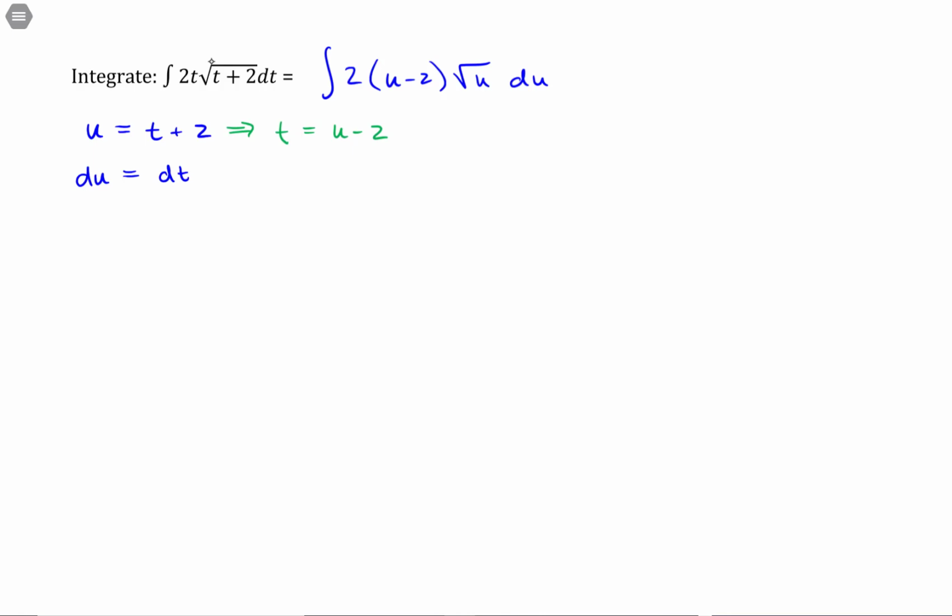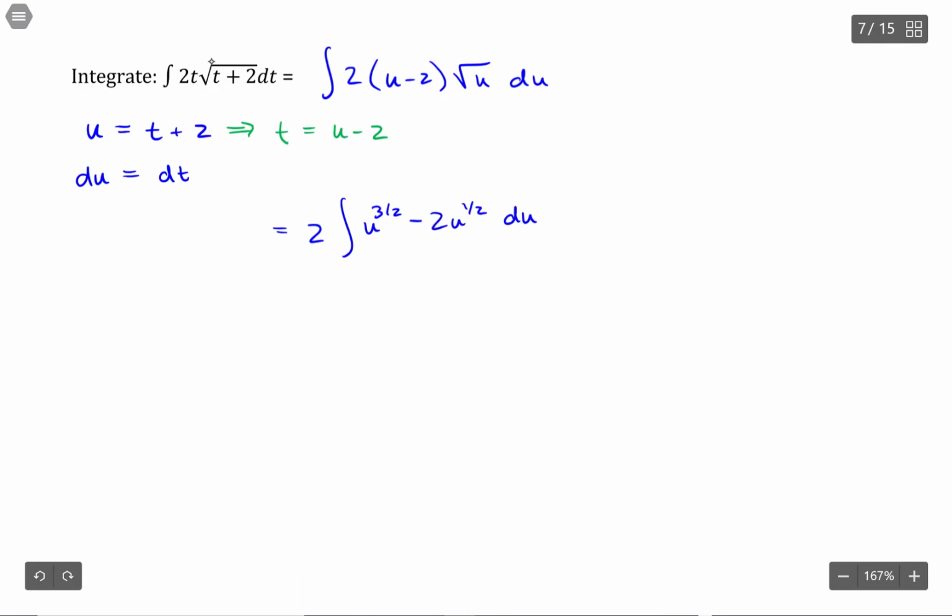Now we just need to simplify so that we can integrate. So let's pull the 2 out, and then I have the square root of u times the quantity u minus 2. So this would be u to the 3 halves minus 2u to the 1 half du, which is 2, and u to the 3 halves becomes u to the 5 halves divided by 5 halves, minus 2 times u to the 3 halves divided by 3 halves, then plus c.